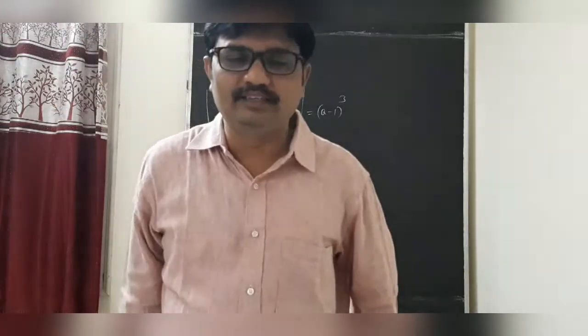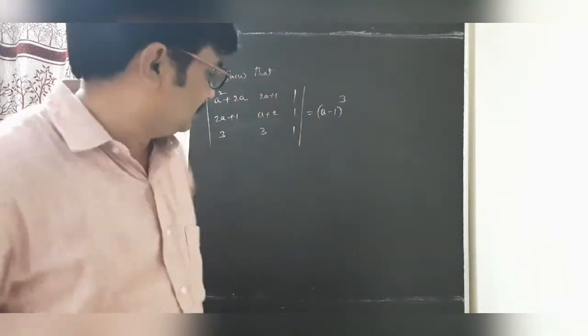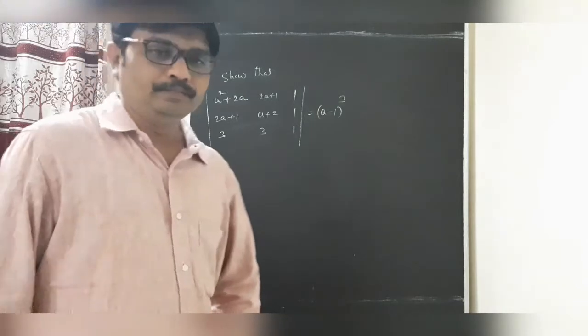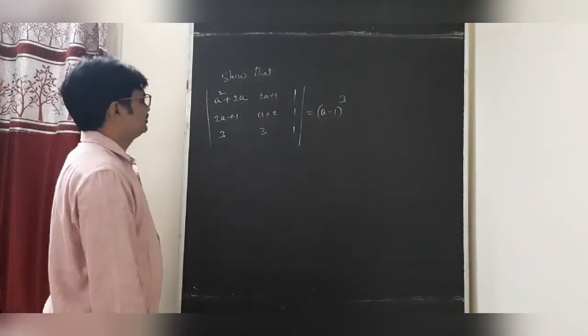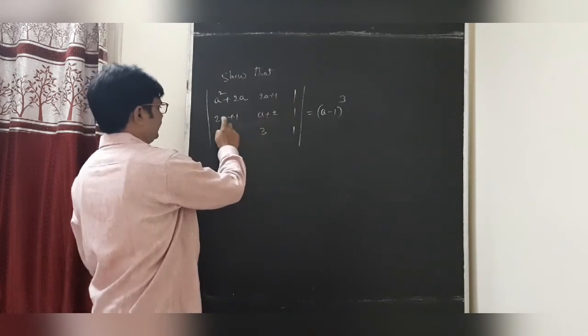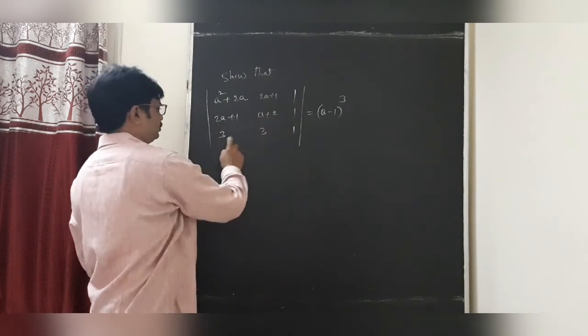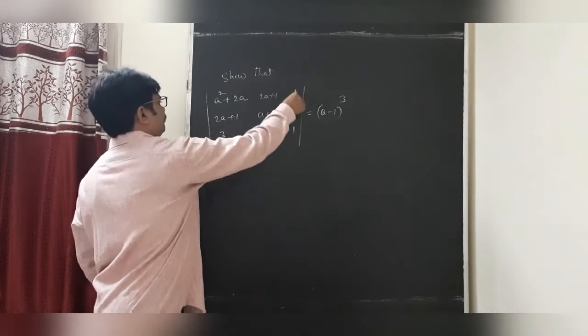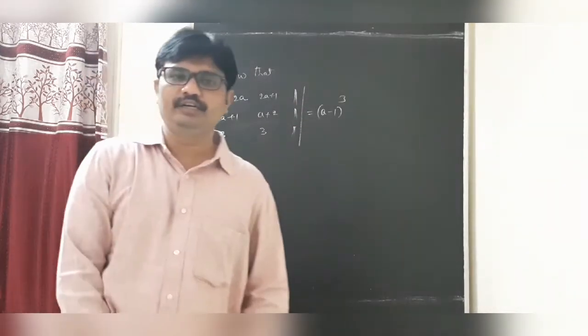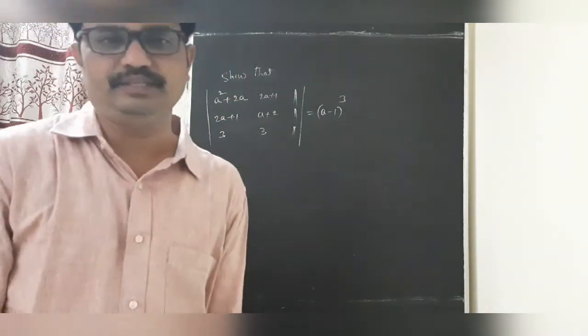My dear students, right now, determinants. These are very important models, students. Please concentrate on it. The left hand side is the determinant with rows a square plus 2a, 2a plus 1, 1; 2a plus 1, a plus 2, 1; 3, 3, 1. When we observe any row or a column of 1s, undoubtedly the determinant is very easy.